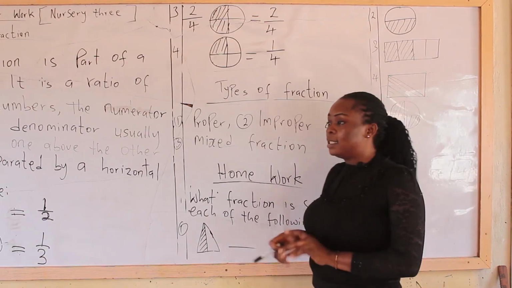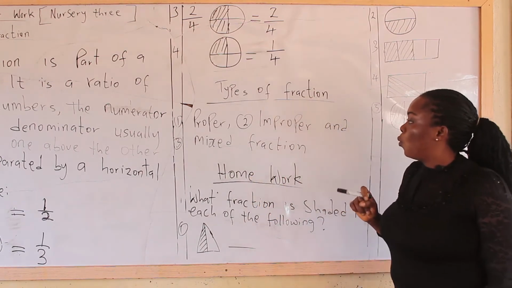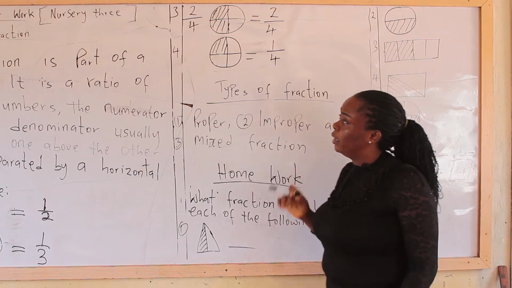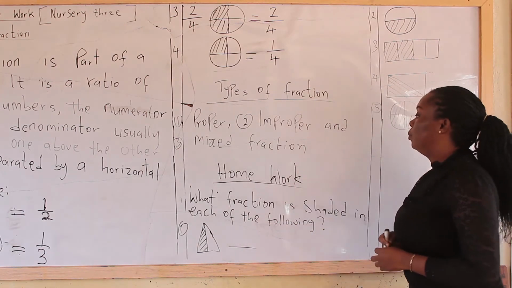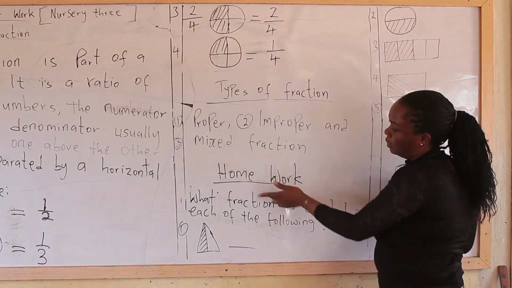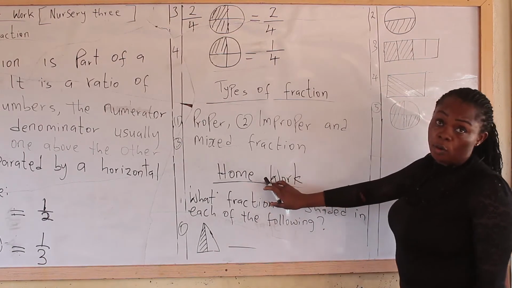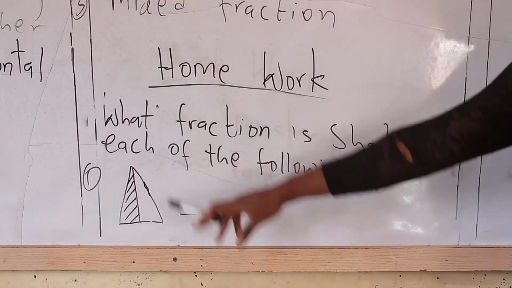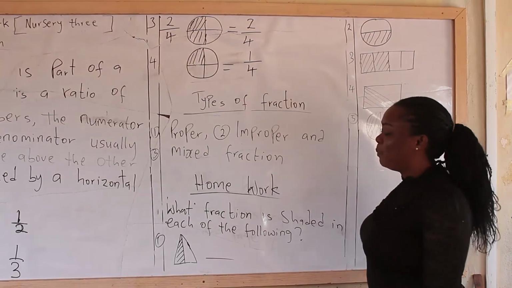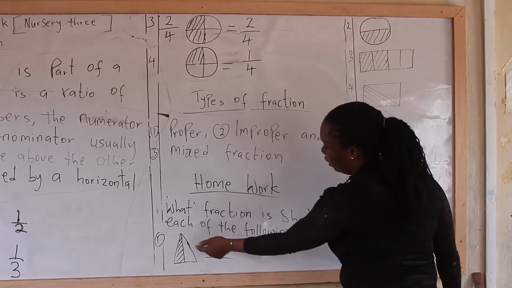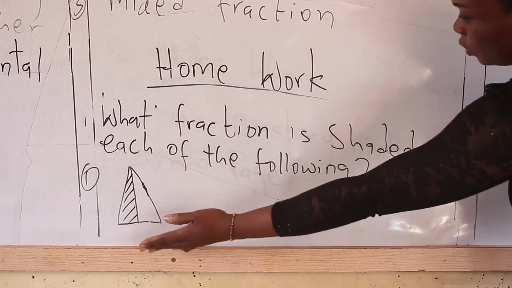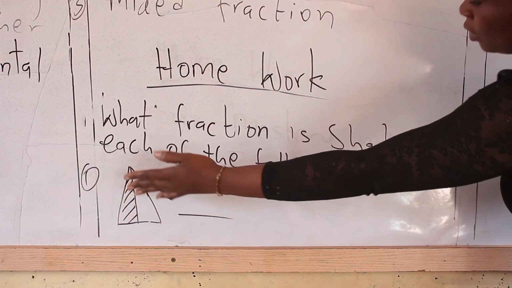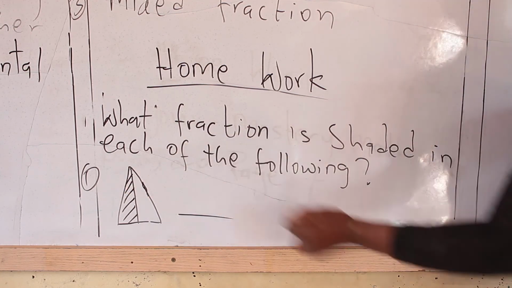So children, this is what we have for today. We are coming to the end of our lesson. Please, I would like you to do this as your assignment, or rather your homework. What fraction is shaded in each of the following? You are expected to write down the fraction. Number 1 is a shape divided into 2. Shade one portion. What will it give you? Represent this in fraction.